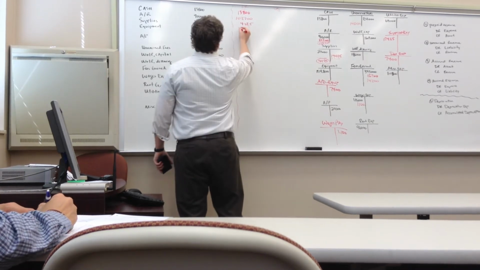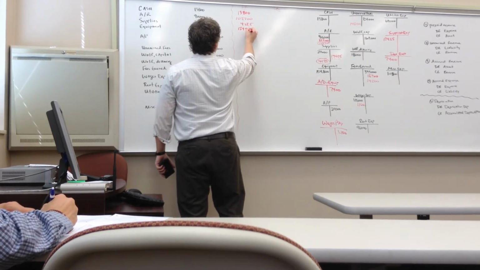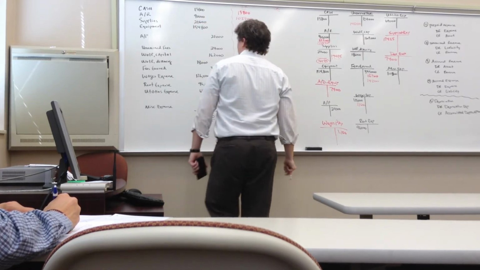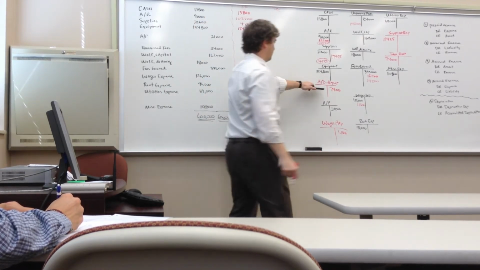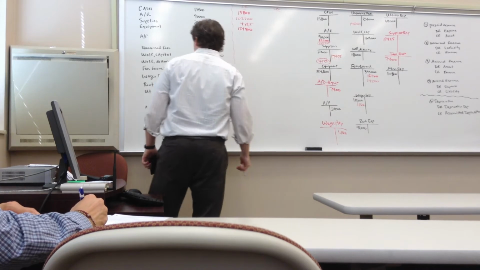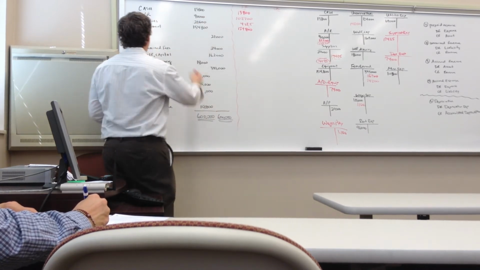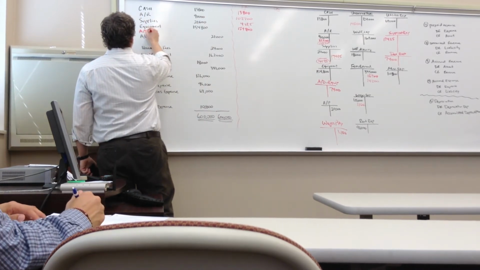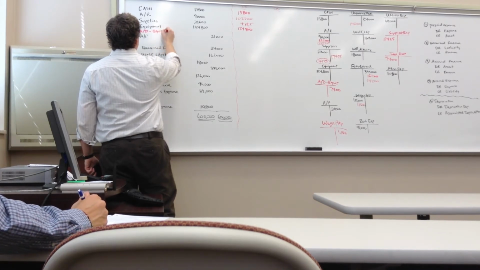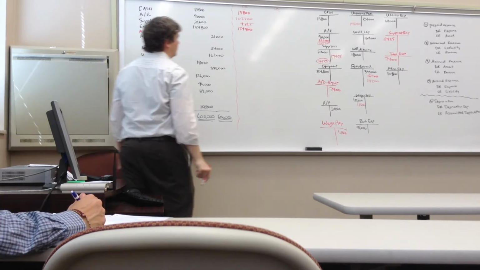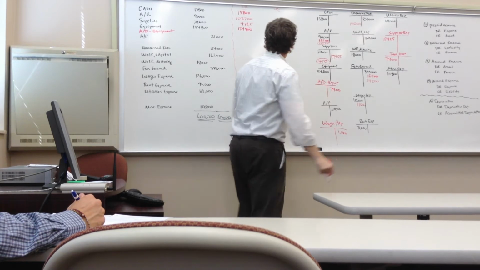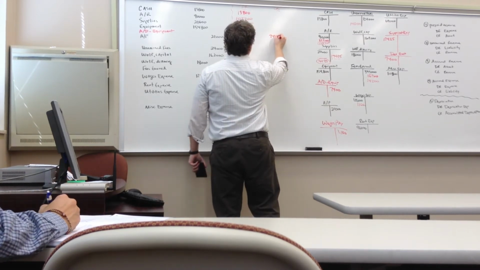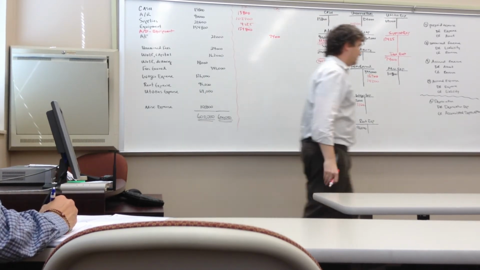Equipment is still 154,800. I do have accumulated depreciation now, so I gotta do what? I don't have it over here, so I need to add it. Accumulated depreciation on equipment. It is a credit balance, so I need to throw it out here on the credit side.